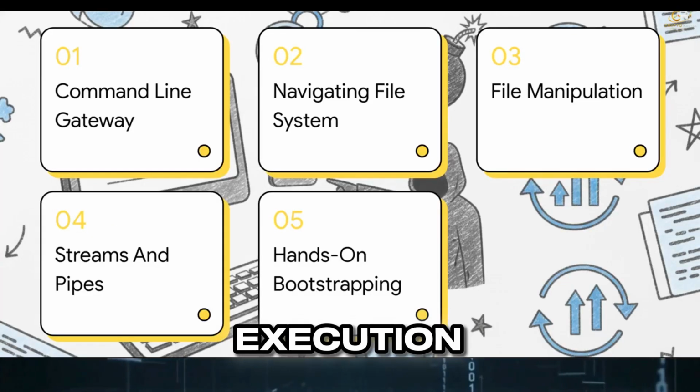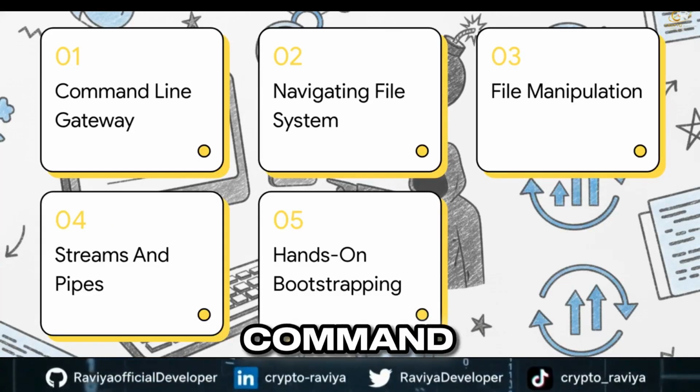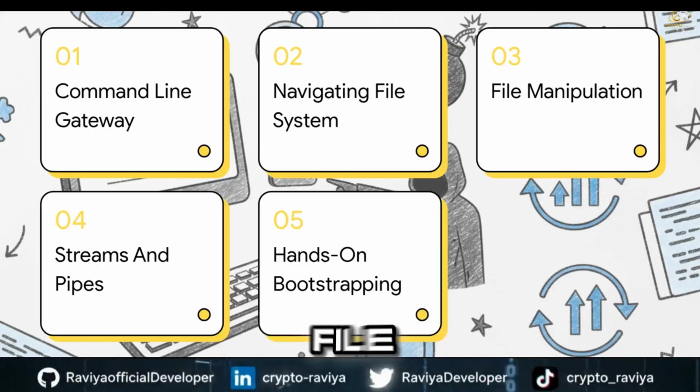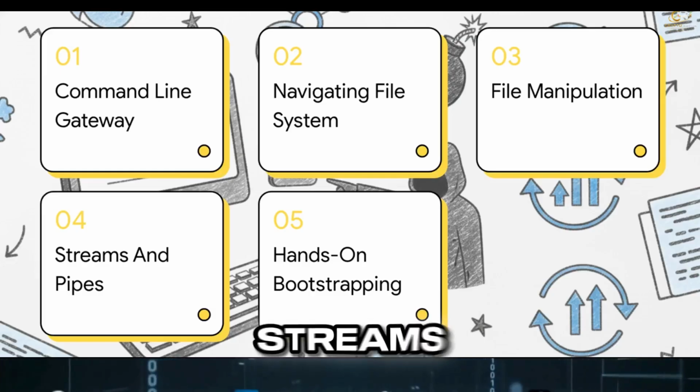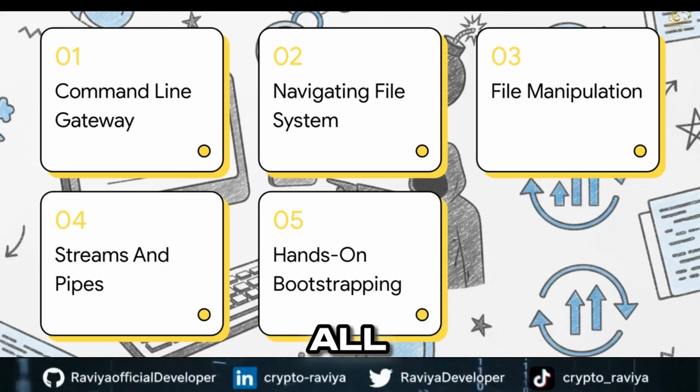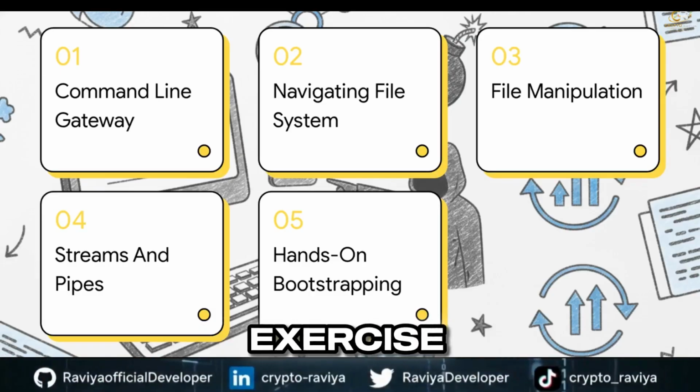Okay, here's our execution plan for today. We're going to hit the command line gateway, navigate the file system, do a little file manipulation, check out standard streams and pipes, and then wrap it all up with a hands-on bootstrapping exercise.